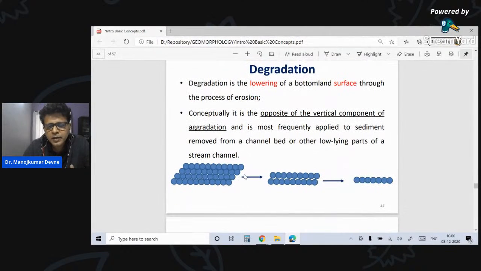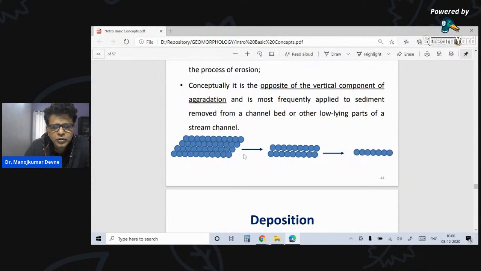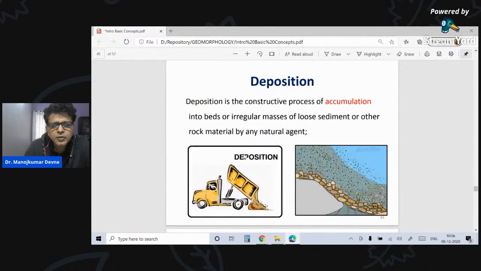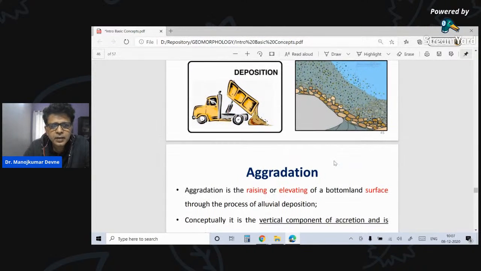In a river, for example, you'll see that it scrapes away the surface and degrades the channel, and that is how the channel goes deeper. Deposition is something like this, very similar to a truck dumping material. It deposits material, which is the same as accumulation, how materials accumulate in a particular area.